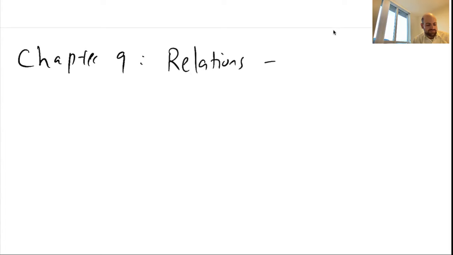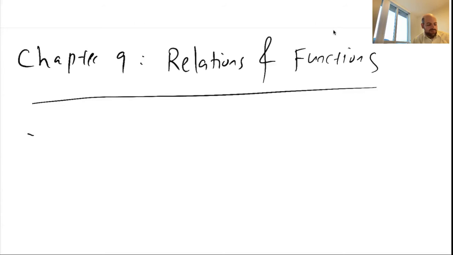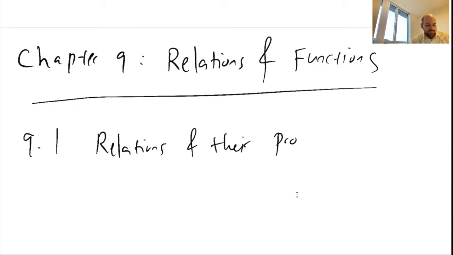Hello, everyone. So this time we want to start chapter 9, relations and functions. And we want to start with 9.1, which is about relations and their properties. So I think you are familiar with the concept of functions, right?